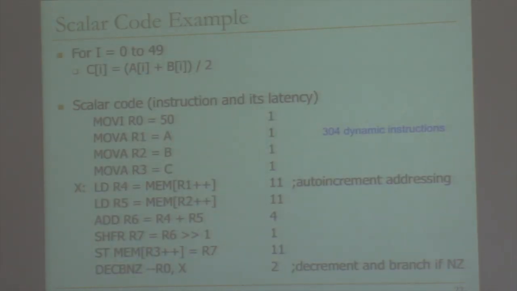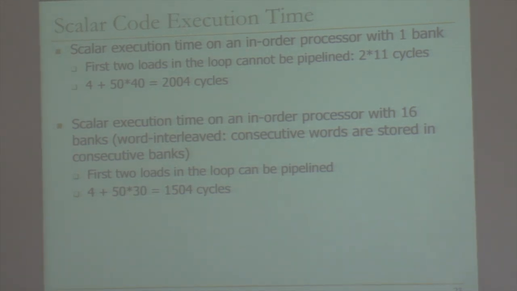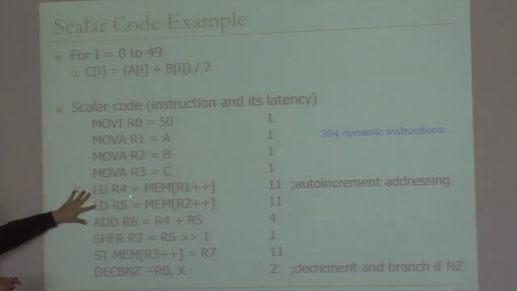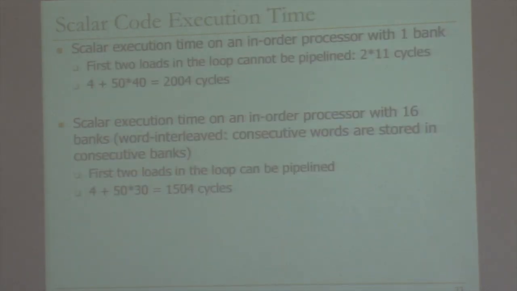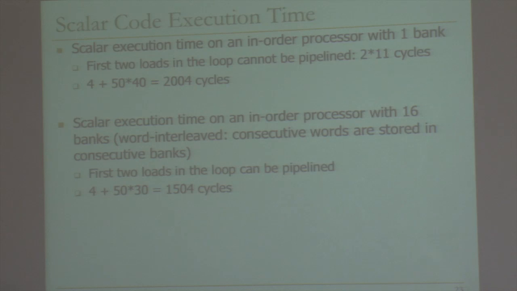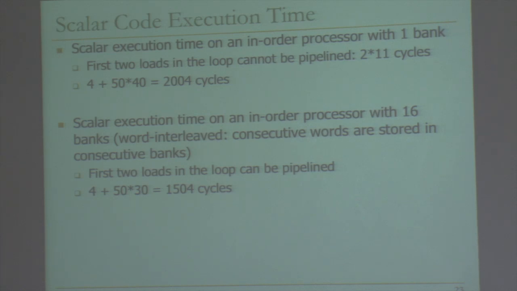I'm going to breeze through this and make some assumptions. You can obviously optimize this. But if you have an in-order processor with a single bank memory, these first 2 loads cannot be done independently because they access the same bank, right? And you have dependencies all over here. As a result, these first 2 loads cannot be pipelined, so they take 2 times 11 cycles. If you do the calculation, you add up these latencies and multiply them by 50, because you execute all of these operations 50 times. And these take 4 cycles, so you get 2004 cycles.